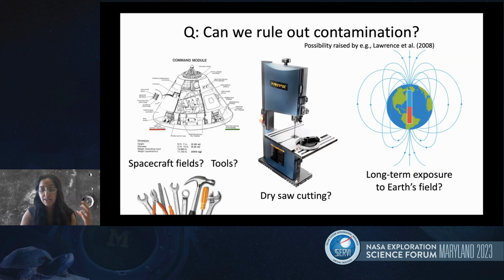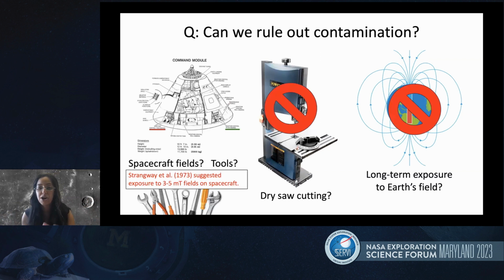Now, I will say that in nearly all modern studies, we have done a really good job of excluding the latter two possibilities by screening out samples that had dry saw-cut faces and also conducting experiments to assess how much these samples could have been magnetized by the Earth's field. And in this talk, we're going to assess this final possibility about what could happen as a result of spacecraft fields. During the Apollo era, this paper, Strangway et al., 1973, actually sent a moon rock back to the moon and back to Earth again.